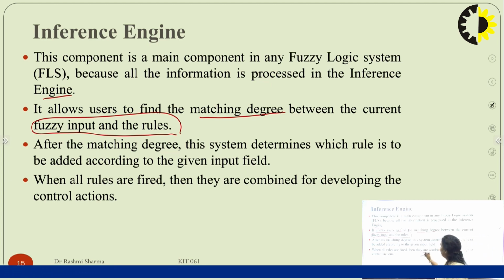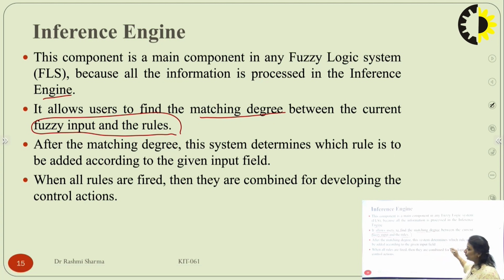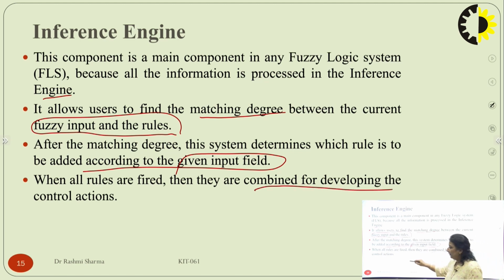After the matching degree, the system determines which rule is applied according to the given input field, which condition they have to fulfill and what action they have to take. When all the rules are fired, they are combined for developing the control actions. What actions do we have to take?